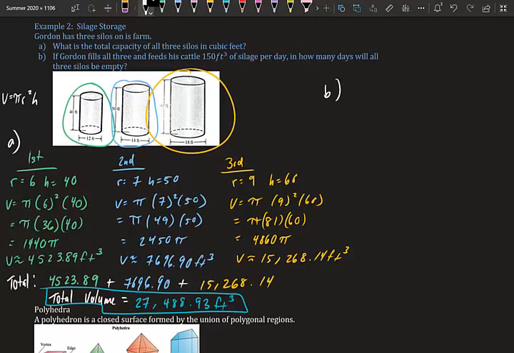Alrighty, part B is asking if Gordon fills all three silos and feeds his cattle 150 cubic feet of silage per day, in how many days will all three silos be empty? So our total capacity is 27,488.93 feet cubed. It tells us that the animals eat 150 cubic feet a day. So the cows eat 150 cubic feet per day. So we divide to see how many days this will last.